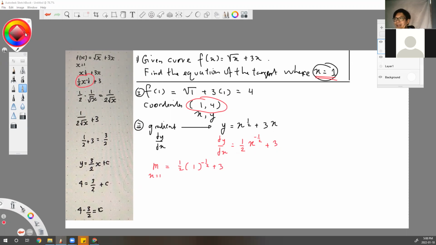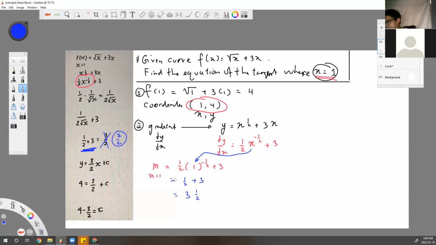So all the x supposed to be changed into 1. And then 1 power anything, it can be negative half, is 1 itself. So half plus 3. So it is 3.5. It's the same? Wait, it's wrong. Not 3 over 2. See, you did something wrong here. 3 plus half is 3.5, or 7 over 2. Okay, so this is wrong, yeah? So you know what's wrong now.